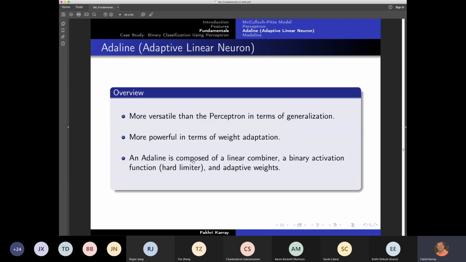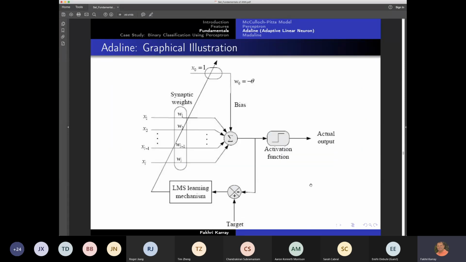So the Adaline is very simple. It is similar to the perceptron type of model. As you can see, the major difference between the Adaline and the perceptron, very easy to see, is that the feedback with which we are feeding the synaptic weights here doesn't come from the output of the activation function, but it comes from the value before the activation function.